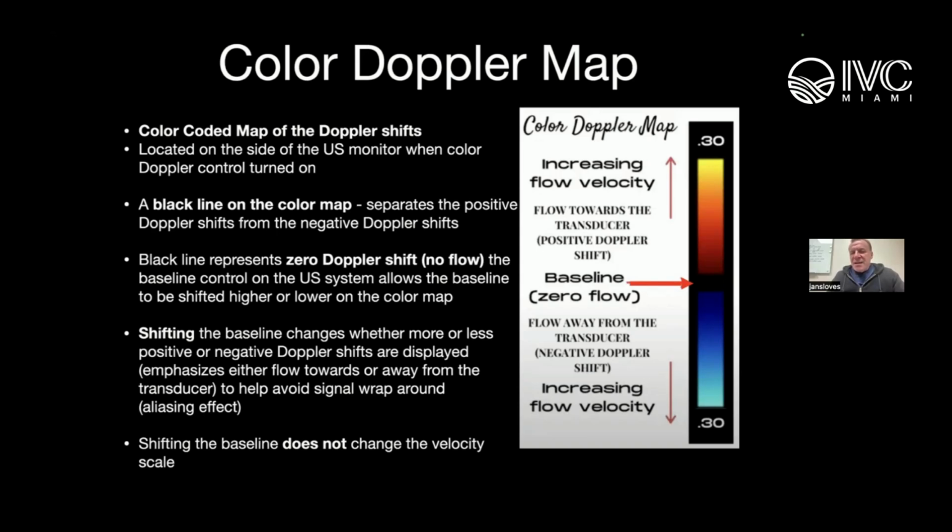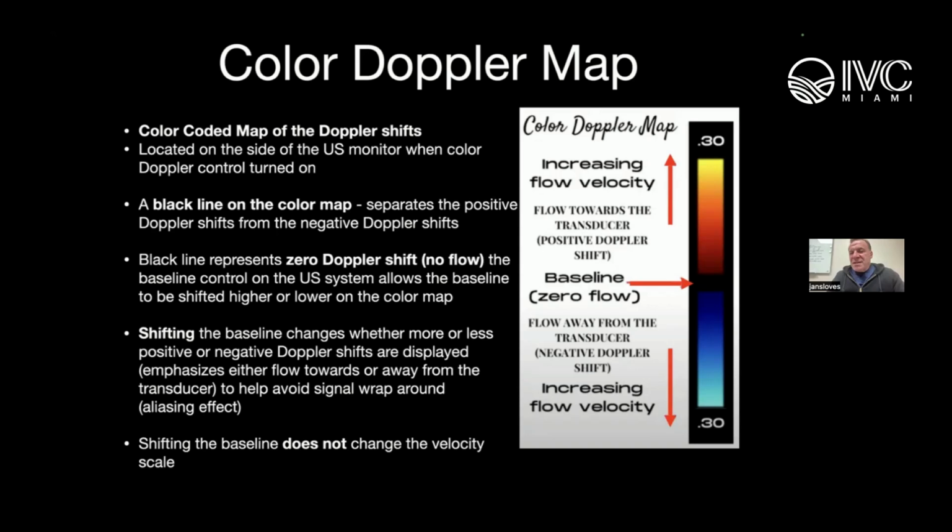Now, shifting the baseline changes whether more or less positive or negative shifts are displayed. So this is going to emphasize either flow towards or away from the transducer, and help avoid signal wraparounds such as the aliasing effect. Now, shifting the baseline does not change the velocity scale. So again, you can see the red arrow pointing to the area that's at zero flow. So here, when we read this map, red is towards the transducer and blue is away.